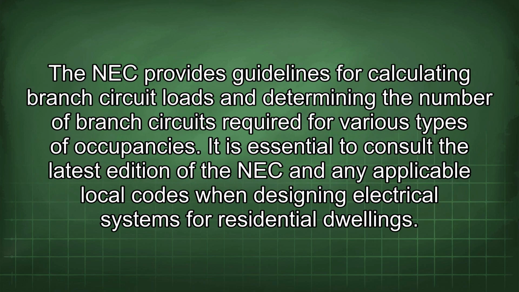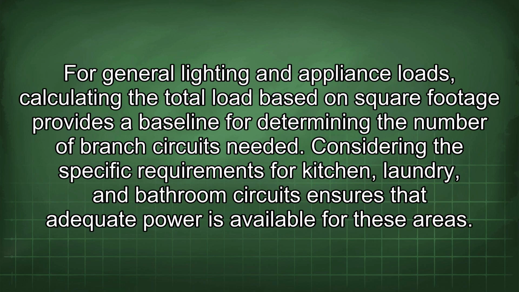The NEC provides guidelines for calculating branch circuit loads and determining the number of branch circuits required for various types of occupancies. It is essential to consult the latest edition of the NEC and any applicable local codes when designing electrical systems for residential dwellings. For general lighting and appliance loads, calculating the total load based on square footage provides a baseline for determining the number of branch circuits needed. Considering the specific requirements for kitchen, laundry, and bathroom circuits ensures that adequate power is available for these areas.